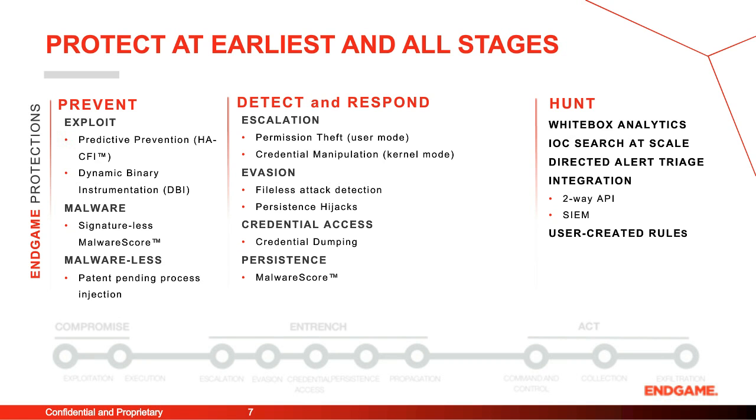And for all ongoing attacks, we need to be able to detect and respond in enough time before damage and loss can occur. So preventing or detecting that escalation, the evasion of defenses by going strictly fileless or hijacking persistence locations, being able to stop credential access through credential dumping or any other kind of privilege escalation technique, and then finding malicious persistence within the environment.